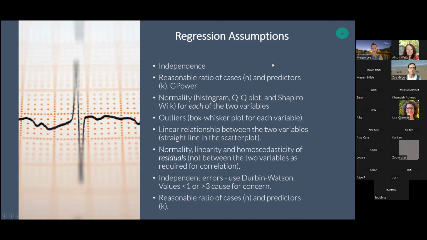So the regression assumptions, independence. Who remembers last week what the assumption of independence is? This will test you.